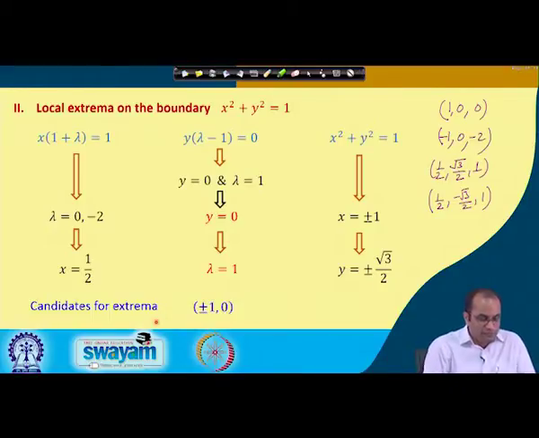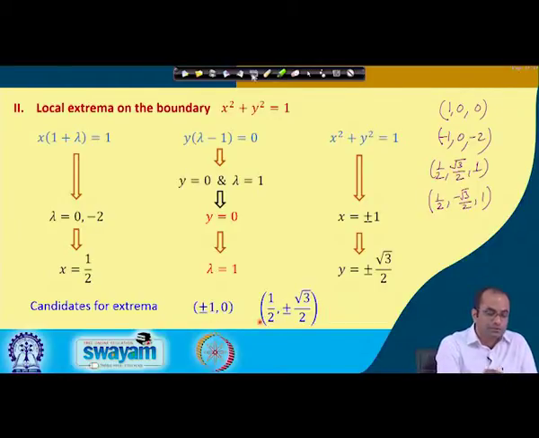So, the candidates for this extrema, I am just writing here in terms of the x y points, because we will compute the function value at the x y point. Lambda is not interesting for us there. So, we have the candidates now, the plus and the minus 1 with the 0. So, the first 2 points there, and these 2 points, so plus this half and plus minus 3 by 2. So, these are the candidates now for the extrema.